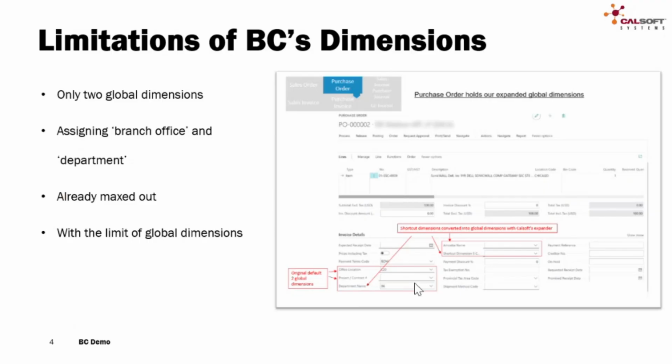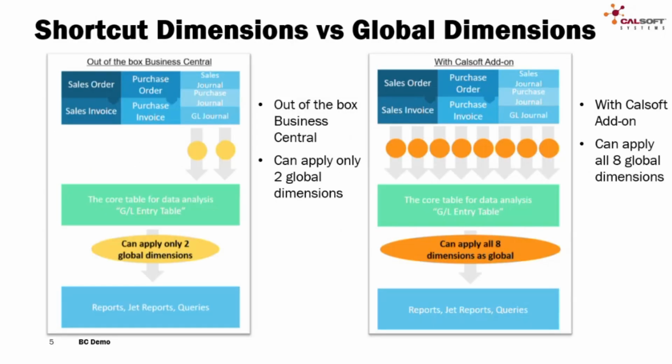With the Calsoft add-on, shortcut dimensions can be converted into global dimensions with Calsoft's expander. And right here you can see we have the shortcut dimensions for those global dimensions. The original Business Essentials functionality is out of the box and can apply only 2 global dimensions. But with the Calsoft add-on, right now you can apply all 8 global dimensions. So these are the shortcut dimensions for those global dimensions.